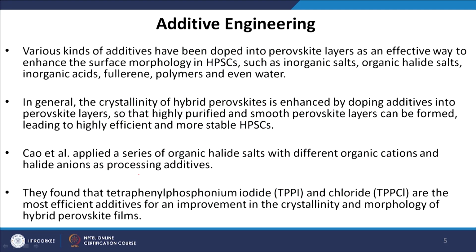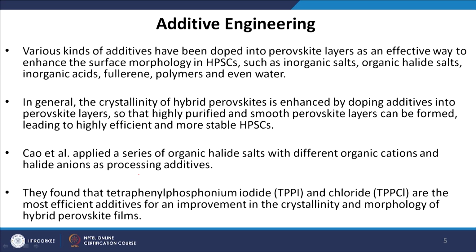Now let us look at the factors one by one. First is additive engineering. Various kinds of additives have been doped into the perovskite layer as an effective way to enhance the surface morphology in a hybrid perovskite solar cell. For example, inorganic salts, organic halide salts, inorganic acids, fullerenes, polymers and even water. In general, the crystallinity of hybrid perovskites is enhanced by doping additives into the perovskite layer so that highly purified and smooth perovskite layers can be formed.